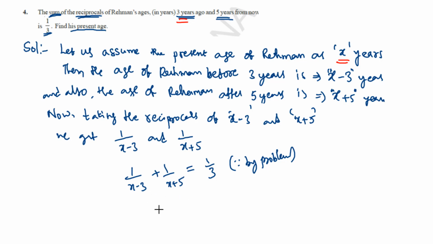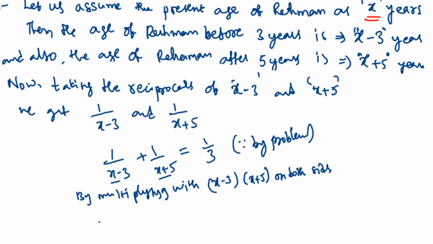To simplify this, here we have x minus 3 in the denominator, and here we have x plus 5 in the denominator. So to eliminate these two denominators, we have to multiply this entire equation with x minus 3 and x plus 5 on both sides. So by multiplying with x minus 3 and x plus 5 on both sides, what we get? Here I am multiplying with x minus 3 and x plus 5 for this equation.